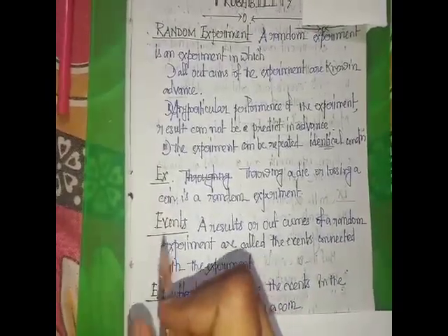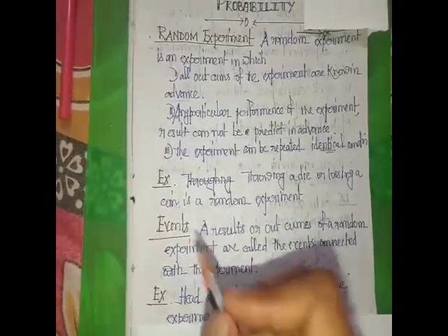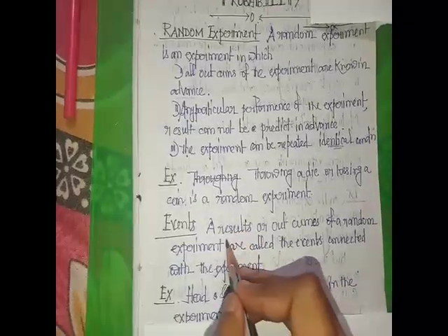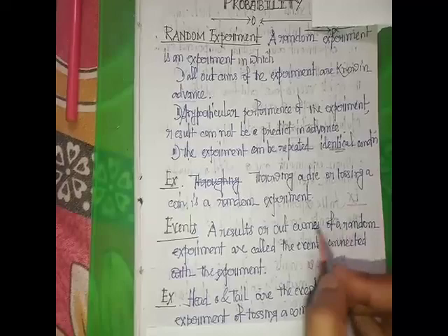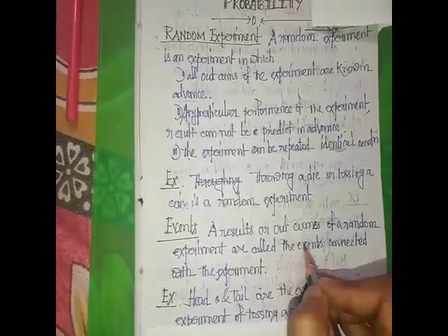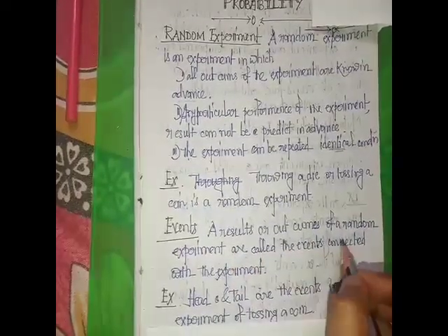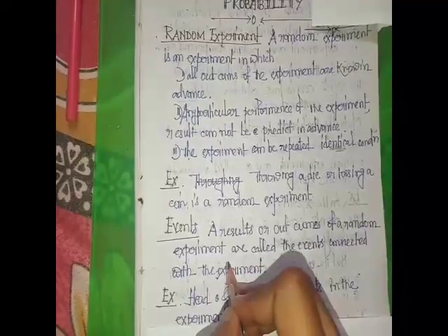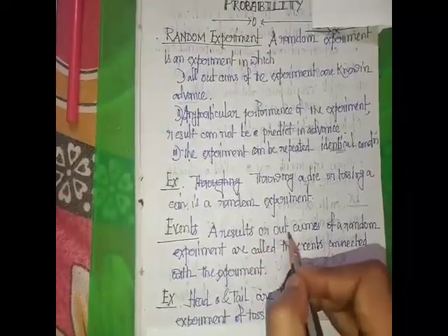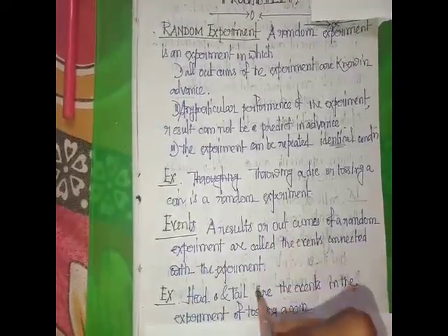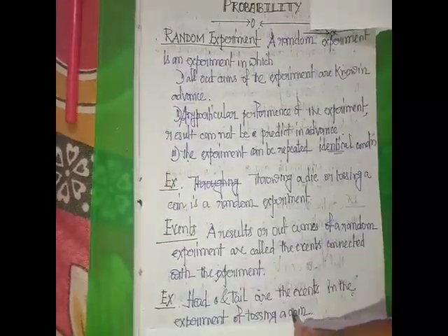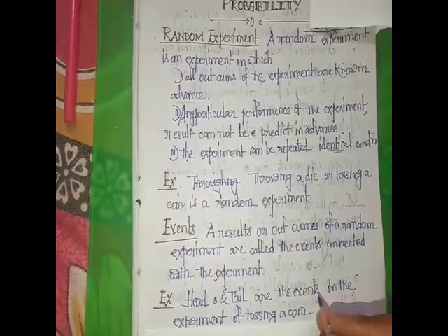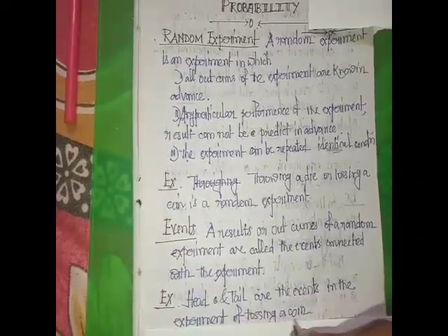Next, what is an event? A result or outcomes of a random experiment are called the events connected with the experiment. If we toss a coin, then head and tail are the two events in the experiment of tossing a coin.